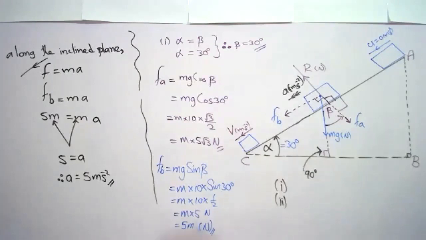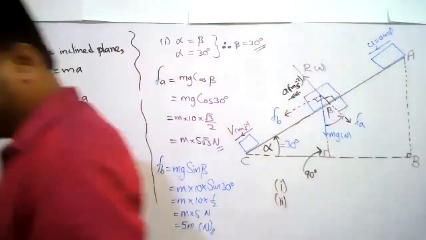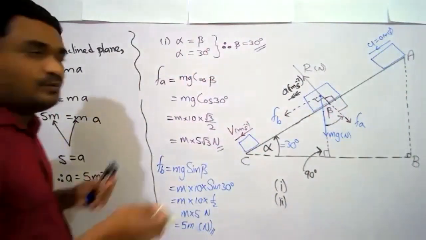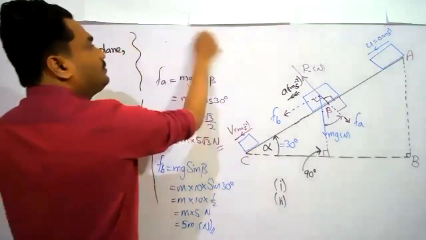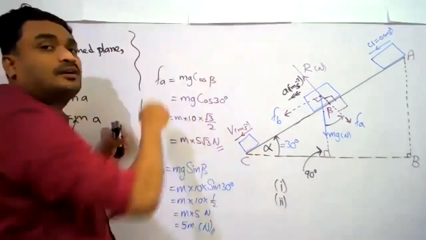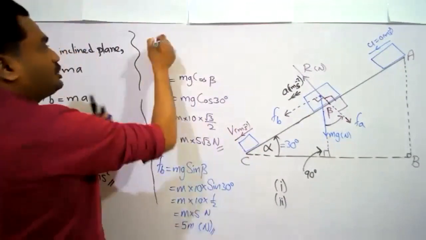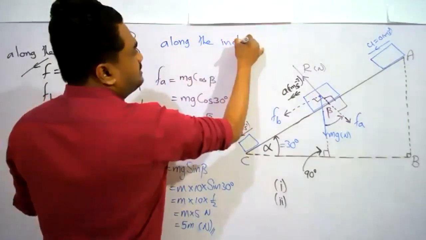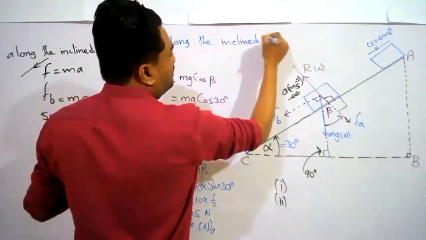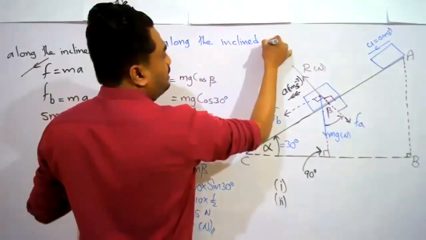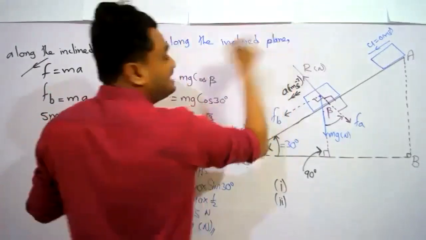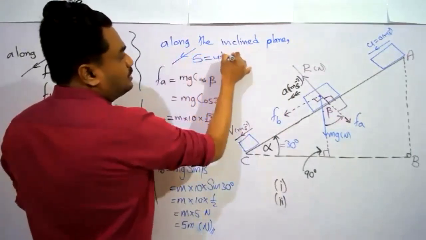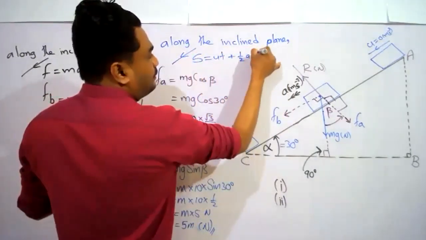Right. What should we do to find the velocity here, or the time taken? Apply the equation. Very good. Apply the equation along the inclined plane. This is very important. You must say that you apply the equations along the inclined plane, otherwise no marks will be given. Along the inclined plane, we can apply the equation S equals ut plus half at square.